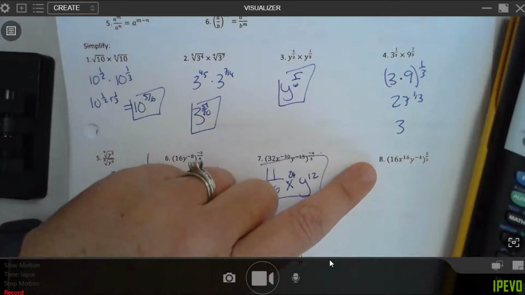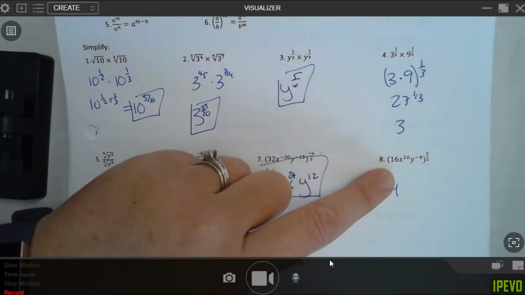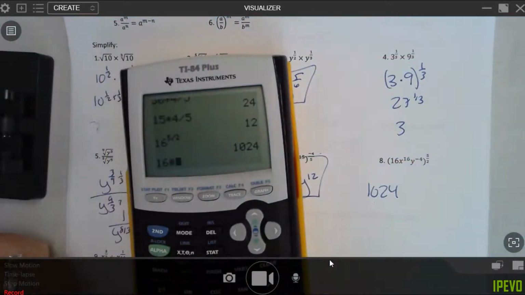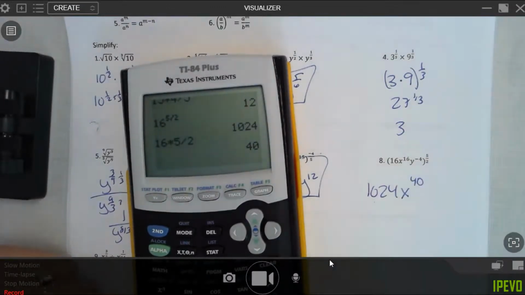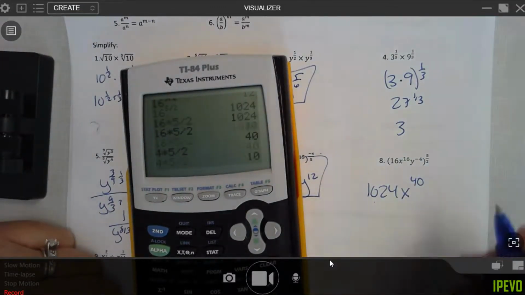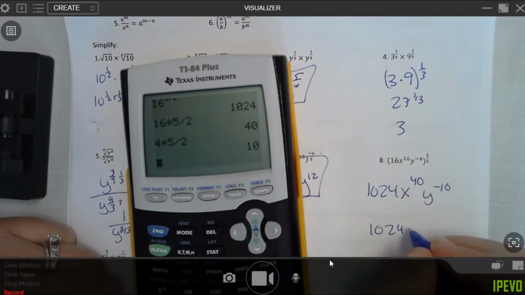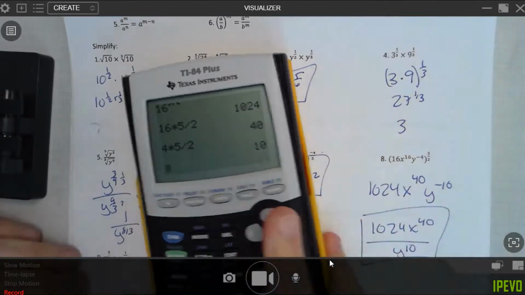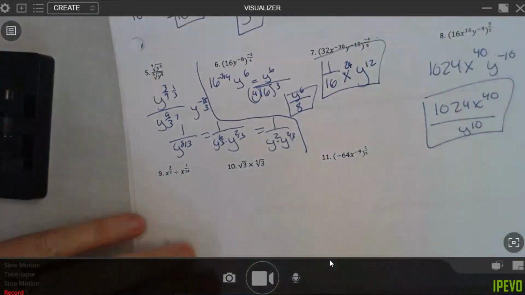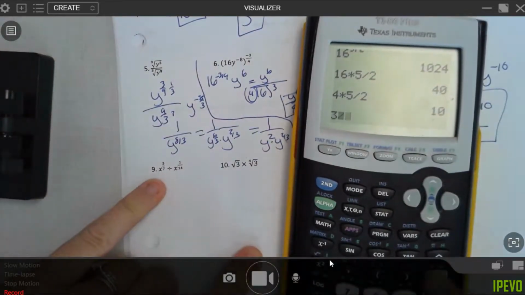So 16 to a power of 5/2. This is 16 times 5/2. And this would be 4 times 5/2. Then negative would put it on bottom. So you should try these definitely on your own if you've not yet paused me, and then unpause me when you're done.